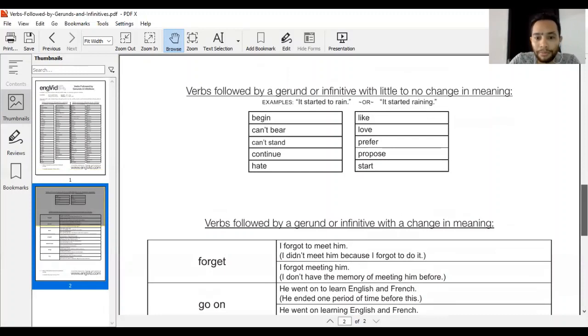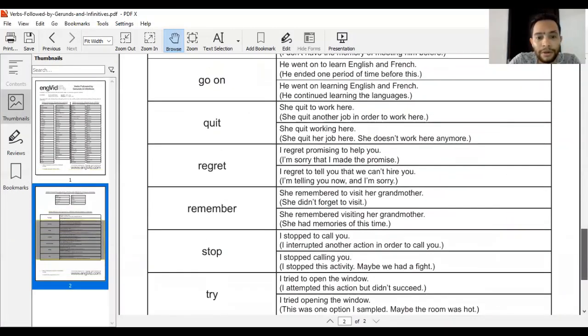Now, same as the previous group, take a look. Verbs followed by gerund or infinitive. Here we have the same: verbs followed by gerund or infinitive. But what is the difference between this group of verbs and this group of verbs right here?